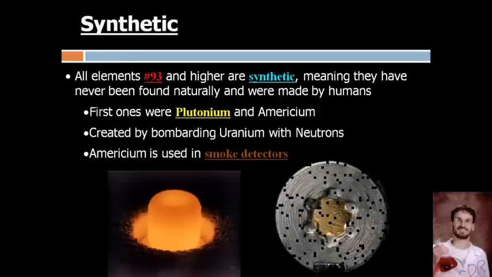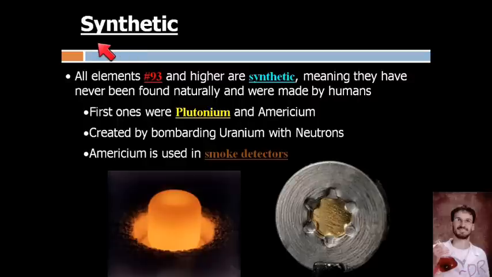The rest of the elements are called synthetic elements. So synthetic is hopefully a word that you recognize. It means man-made. So think about this for a minute. All of the elements, number 93 and higher, are synthetic. When you look at the periodic table, it goes up to 100 and some now. They keep adding a couple of them. Everything 93 and higher was created by humans.